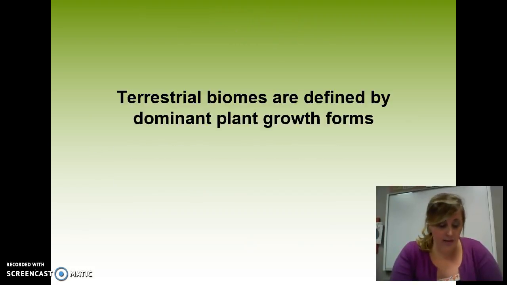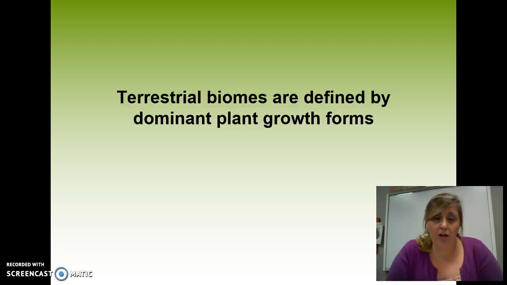Okay, so terrestrial biomes are defined by what can grow there, the dominant plant growth forms. So a terrestrial biome, by definition, is a geographic region that's characterized by a particular combination of both temperature and precipitation. And so the temperature and precipitation is going to control what can grow there.